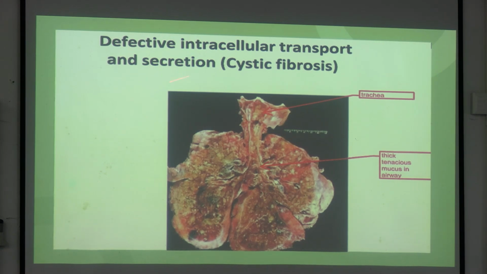Defective intracellular transport and secretion, cystic fibrosis. So very much a dreadful condition. Intracellular accumulation of protein, and secretion and transport is deranged or abnormal. So accumulation of mucus that needs to be washed out or excreted through the secretion of the tracheobronchial tree.